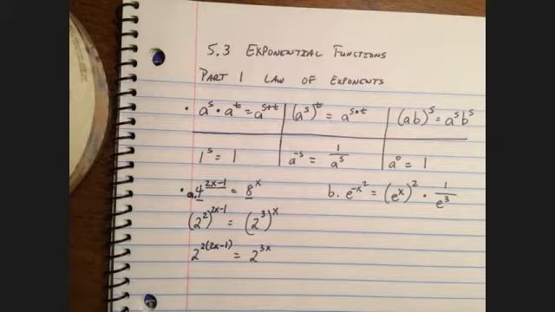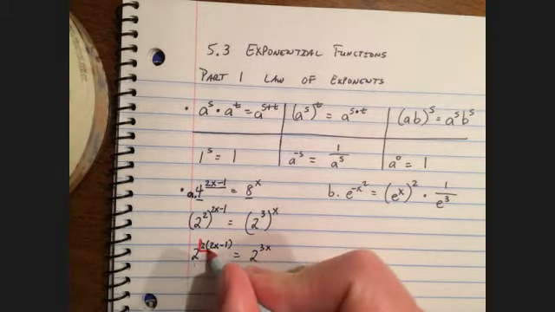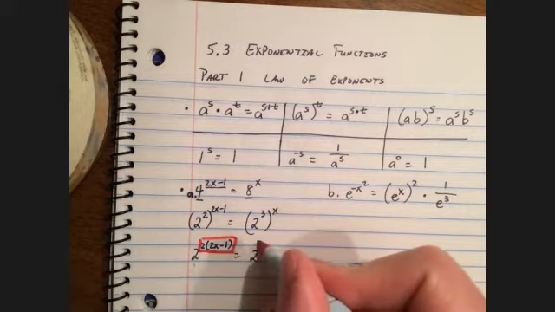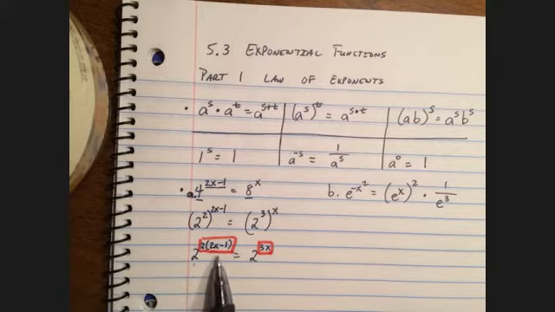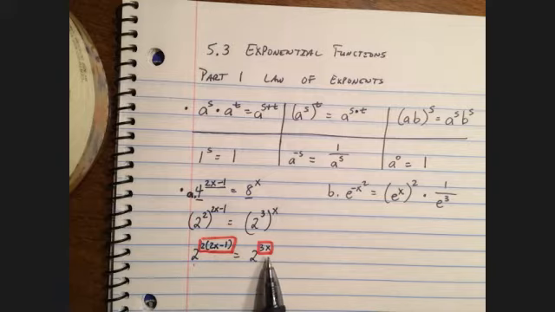Now we have the same exact base. Both of these are 2's. What we want is our exponents to be the same, because if they were the exact same, then obviously we would have 2 raised to a power equal to 2 raised to the exact same power. So we just need to figure out what value of x would make that happen.